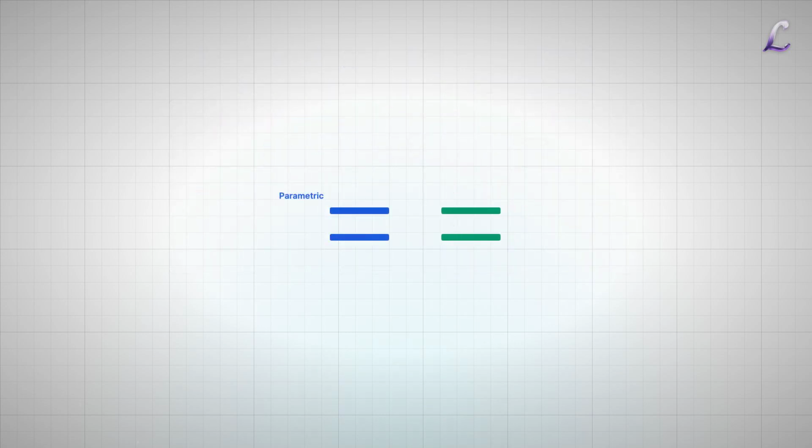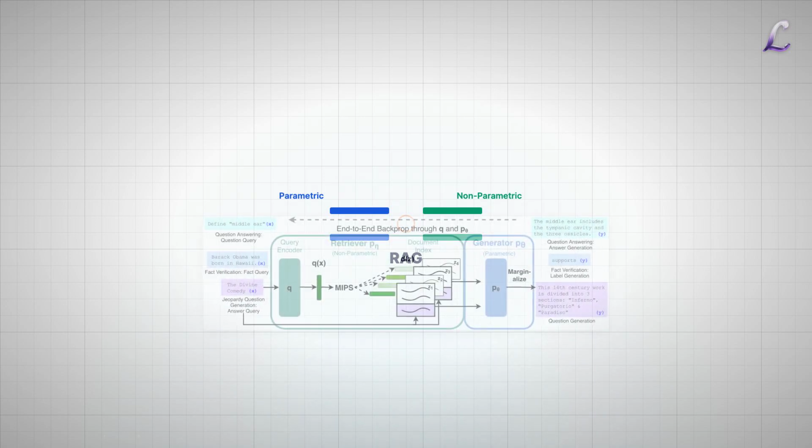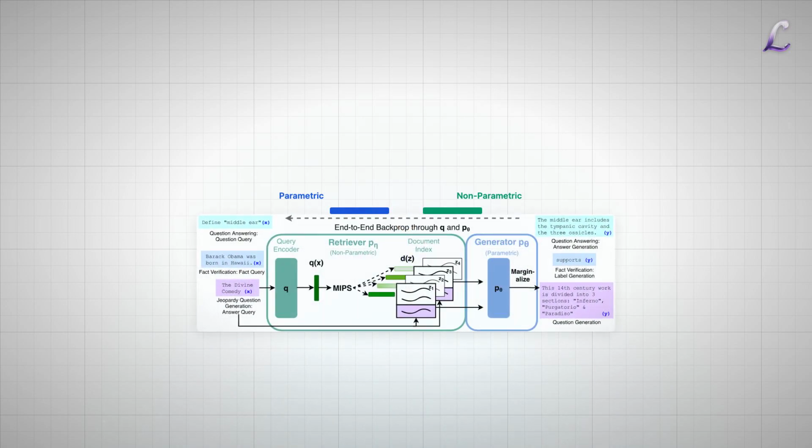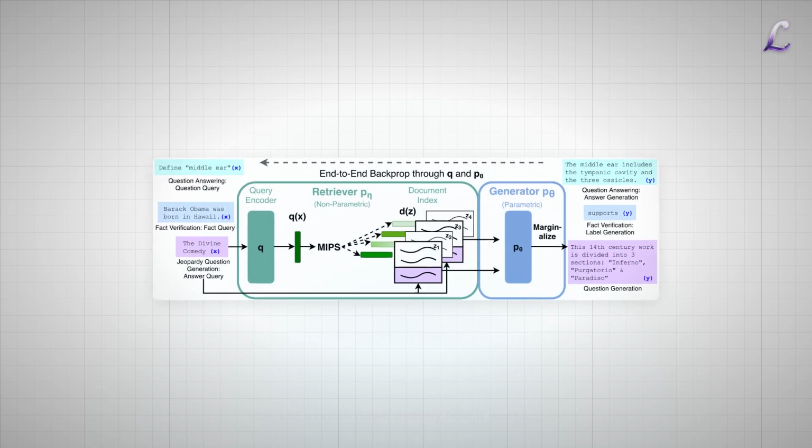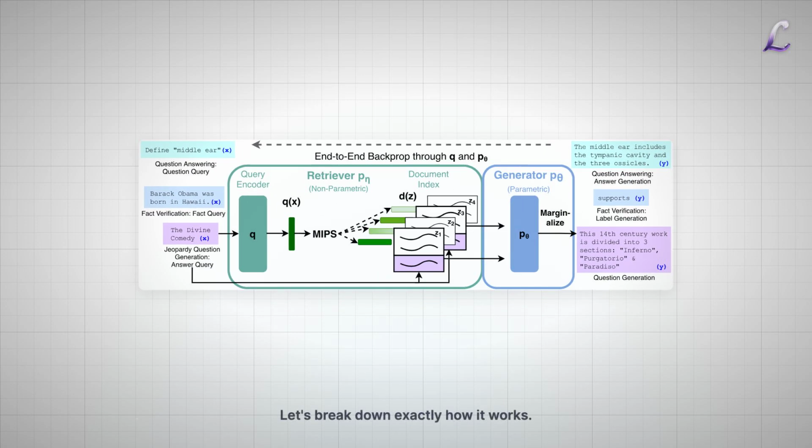This is the knowledge problem, and in 2020, Lewis et al. proposed an elegant solution: Retrieval-Augmented Generation, or RAG, a hybrid architecture that combines the generative power of parametric models with the precision and updatability of an explicit retrieval mechanism. This paper, published at NeurIPS 2020, would go on to define how the entire field thinks about grounding language models in external knowledge. Let's break down exactly how it works.